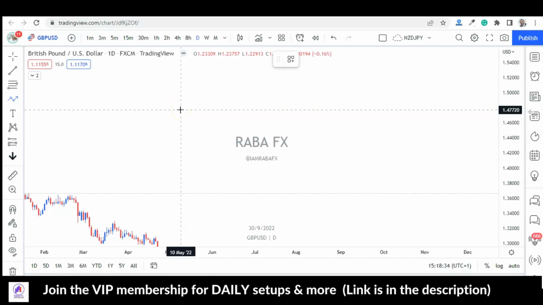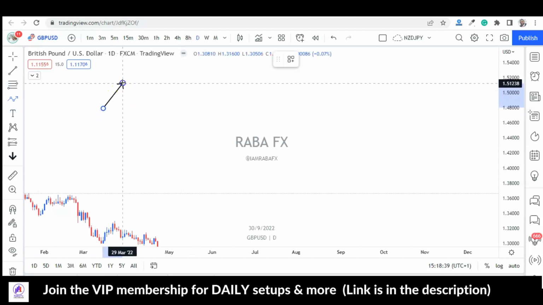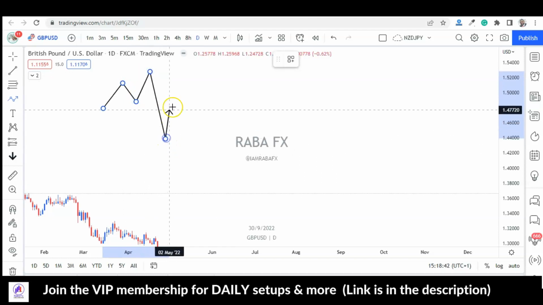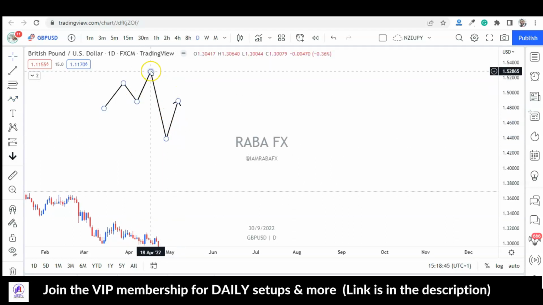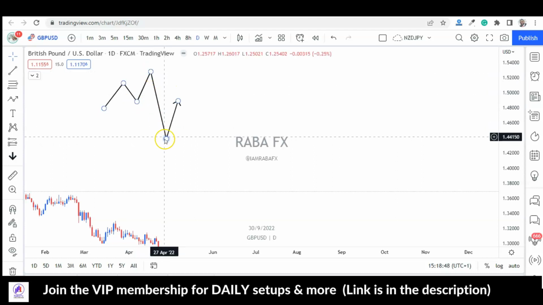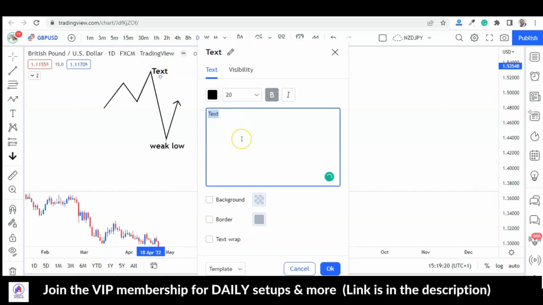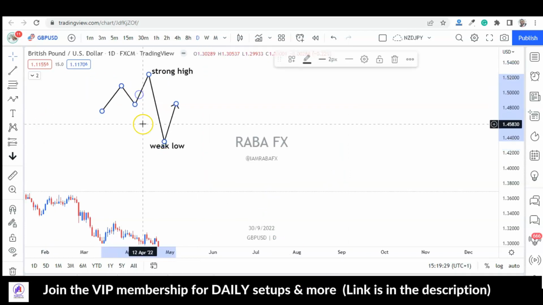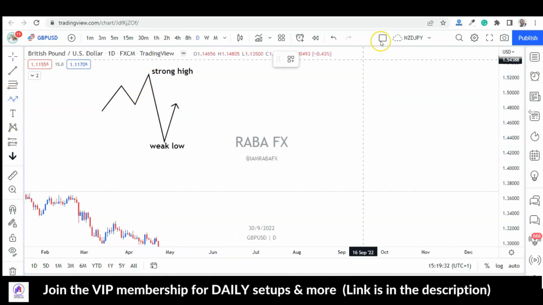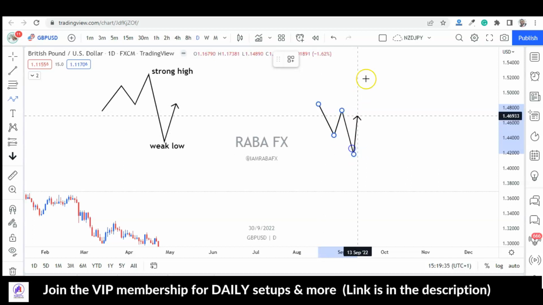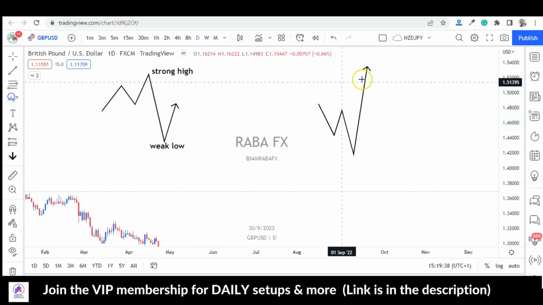It's not just about you knowing that this is an inducement. There are ways you can trade it. The first one is simply a strong high and a weak low. In this case, this is a strong high, this is a weak low. Now this is for a bearish move.